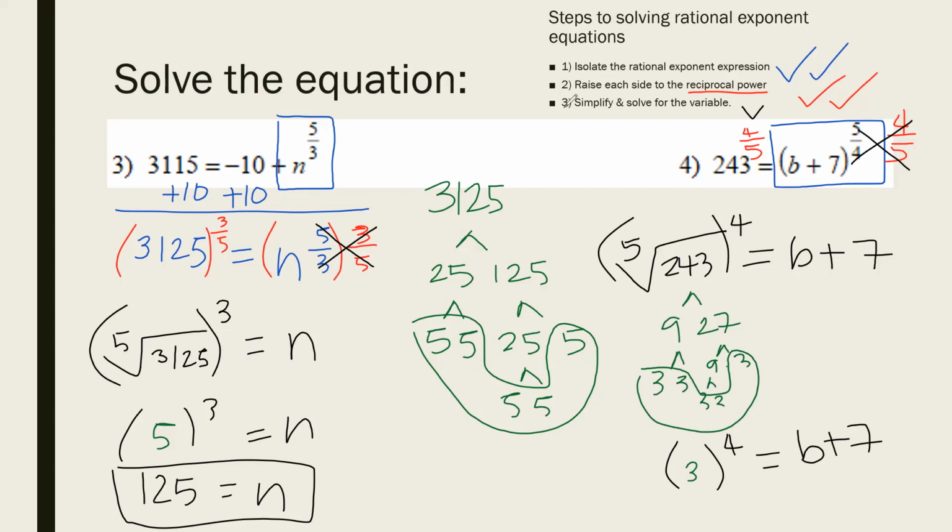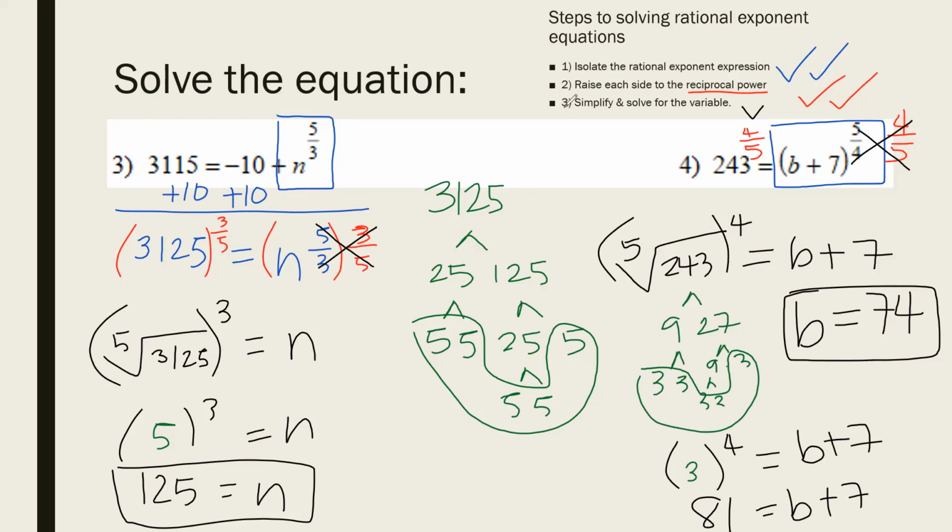3 to the 4th is equal to 81. So I have 81 is equal to b plus 7, and we need to get b totally alone. Subtract 7 from both sides, and you end up getting b is equal to 74 as our final answer. A little bit different than problem number 3, but we can still rely on all of our problem-solving strategies that we've worked up through this entire year and previously to help us solve.